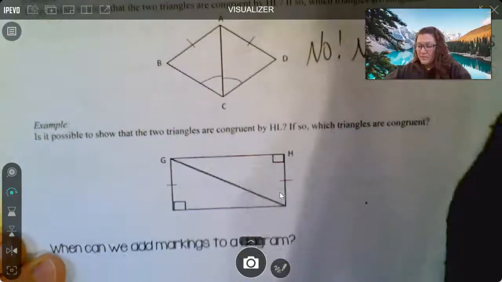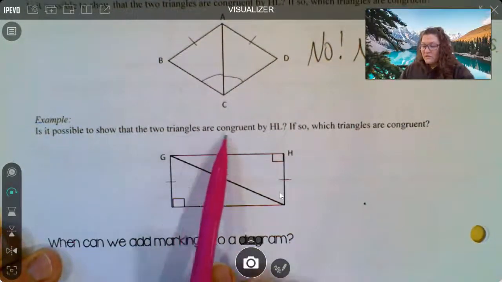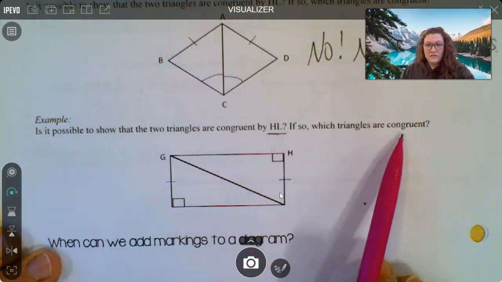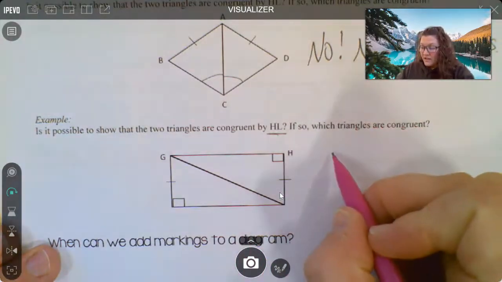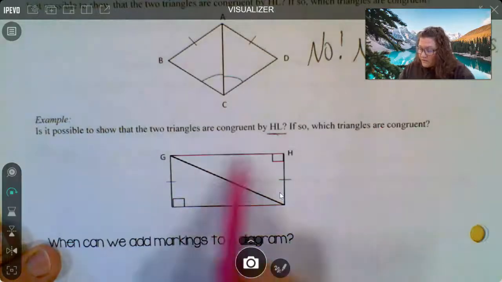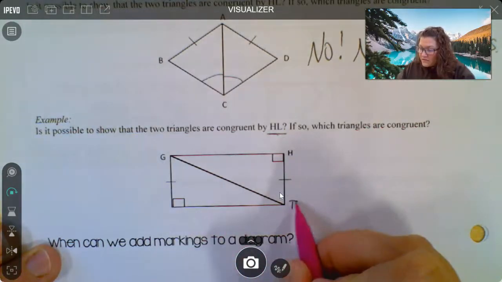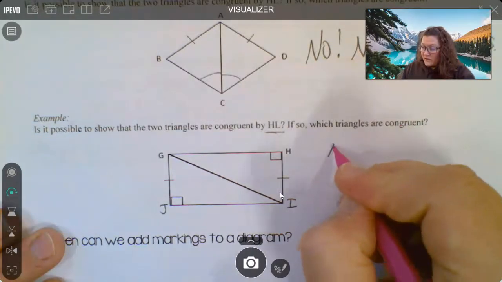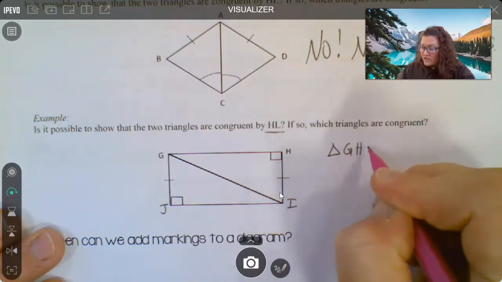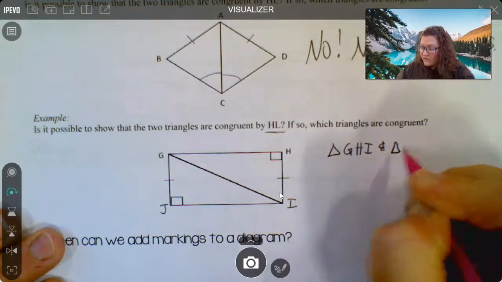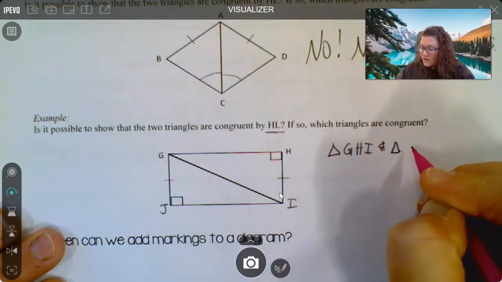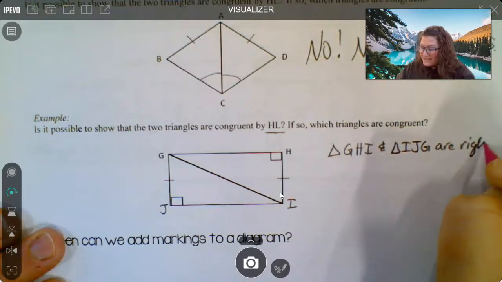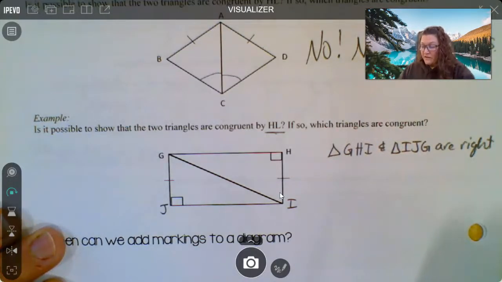In the second example, is it possible to show that these two triangles are congruent by hypotenuse leg? If so, which triangles are congruent? Okay, so first I'm missing things again. Let's do I and J for labels. Okay, so I have triangle GHI and triangle IJG are right. So I can move on.